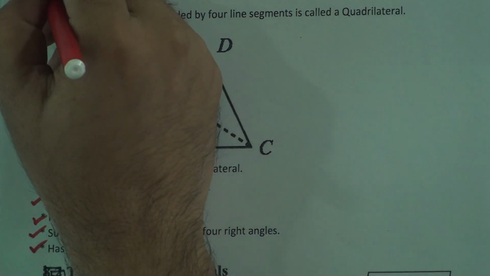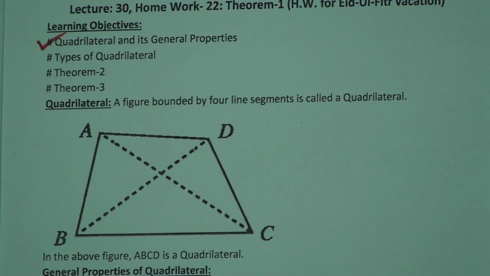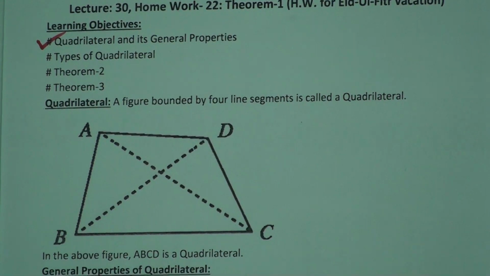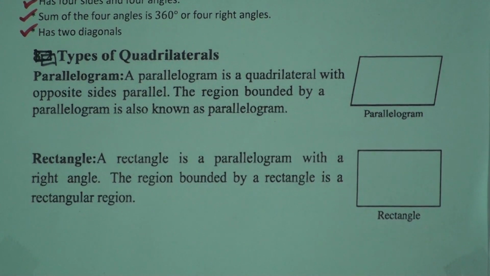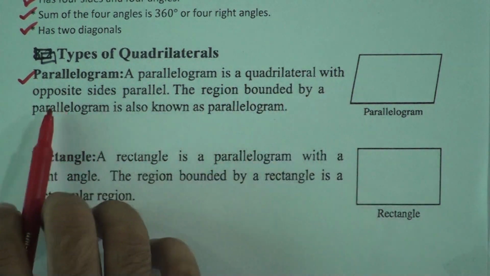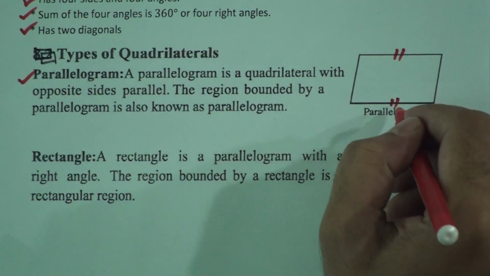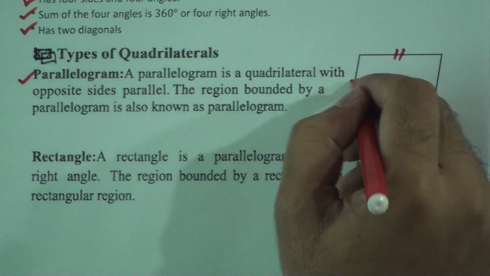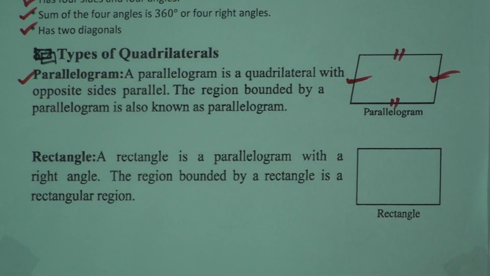So our first topic is done, and the second topic is types of quadrilateral. Here I have written types of quadrilaterals. First I have written parallelogram. These are special types of quadrilateral that I will discuss here. First one is parallelogram. What is a parallelogram? A parallelogram is a quadrilateral with opposite sides parallel. It means this side and this side are opposite, so these two will be parallel. This and this one, these 2 sides are opposite, so these 2 sides also will be parallel.